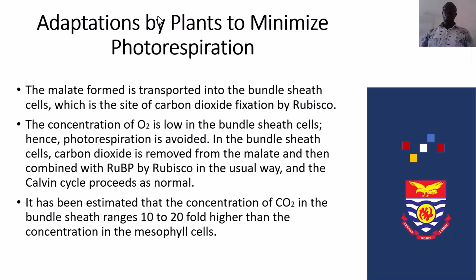So the concentration of oxygen is low in the bundle sheath cells, hence photorespiration is avoided. In the bundle sheath cells, carbon dioxide is removed from the malate and then combined with ribulose bisphosphate by Rubisco in the usual way, and the Calvin cycle proceeds as normal. It has been estimated that the concentration of carbon dioxide in the bundle sheath ranges between 10 to 20-fold higher than the concentration in the mesophyll cells.